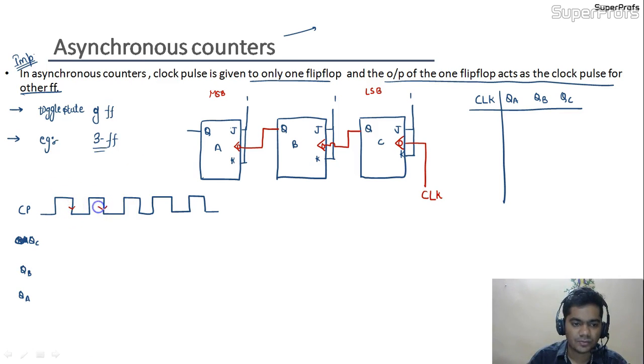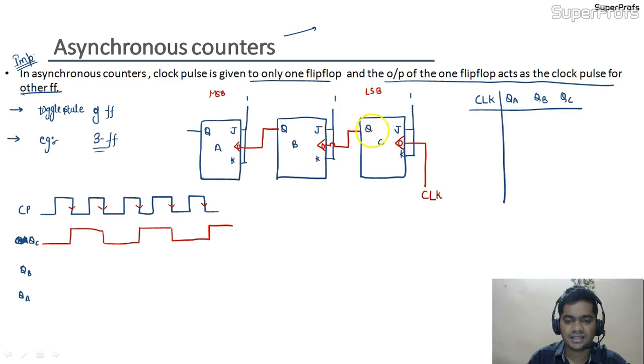As we are doing negative edge triggering, it means that on the falling edge the output of QC would be changed. If QC is 0, then it would be toggled to the 1 state when the clock pulse is at the falling edge. So it would become 1 at this point. Now again it would become 0 at this falling edge, then 1 at this falling edge, then 0 at this falling edge. So this is the timing diagram for QC.